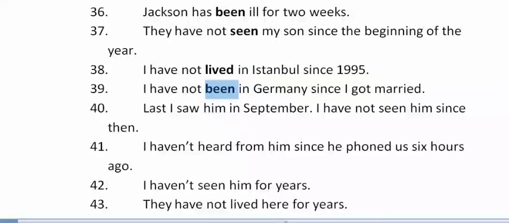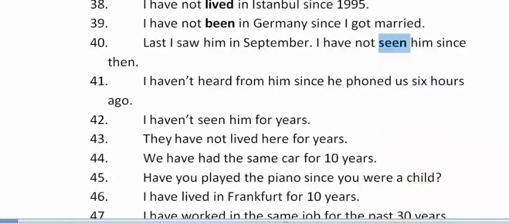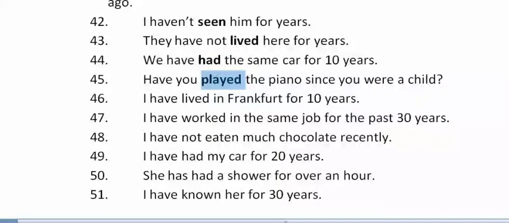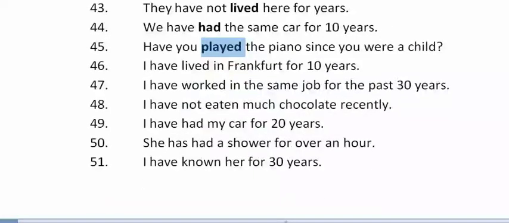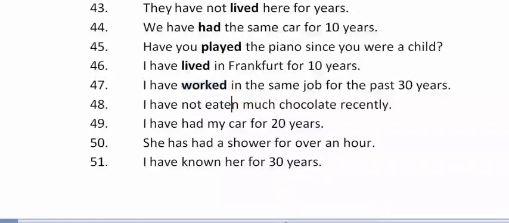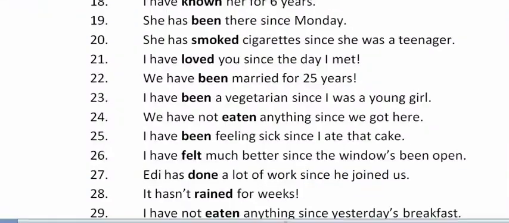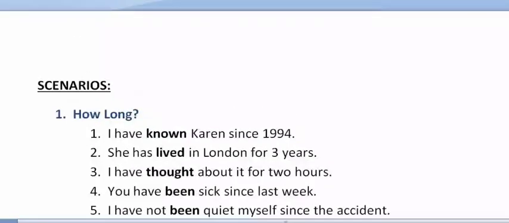Last I saw him in September. I have not seen, heard, seen, lived. We have had. Have you played the piano since you were a child? Have you played? As I said, the sentence structure can change. The pronoun can appear in the middle. That's okay. Lived, worked, eaten, had. Fair enough. At least I hope you are now aware of how to use the present perfect tense.